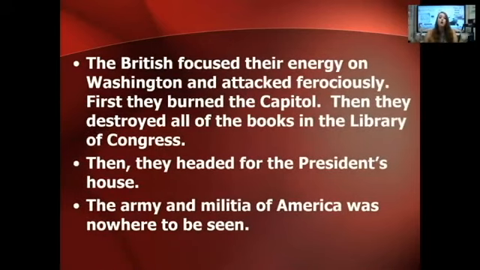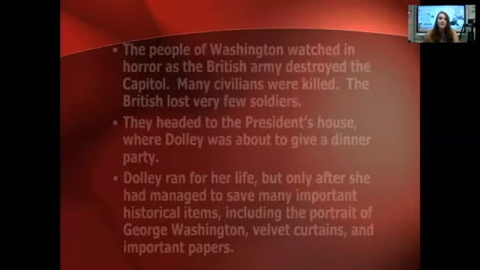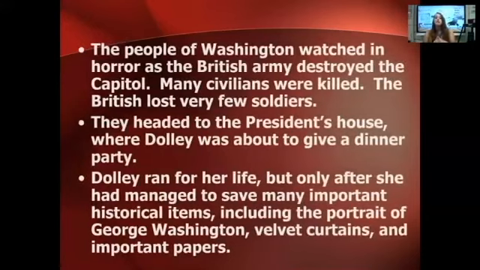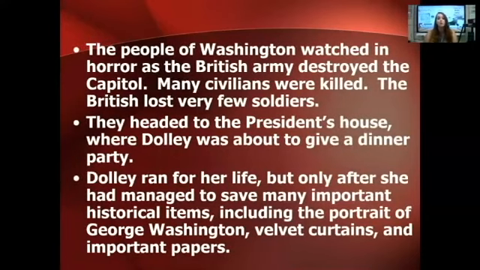They focused all their energy on Washington and attacked ferociously. First thing they did was burn the Capitol building. They destroyed all the books in the Library of Congress. Then they headed toward the president's house. Now, to the people of Washington, they watched in horror as the British Army basically destroyed their capital. A lot of American civilians were killed, and the British lost very few soldiers.